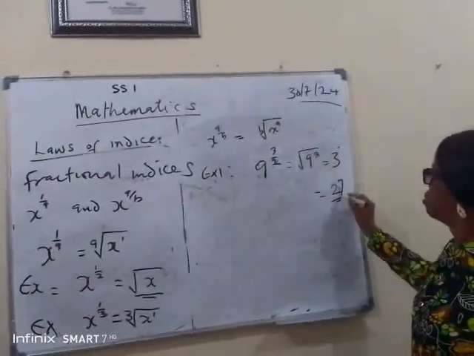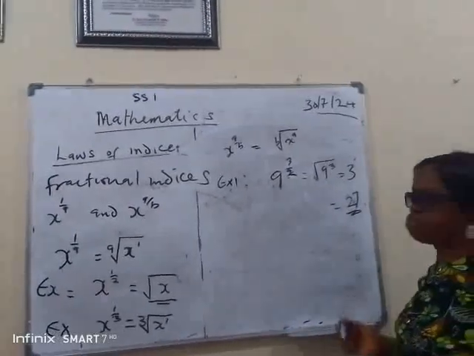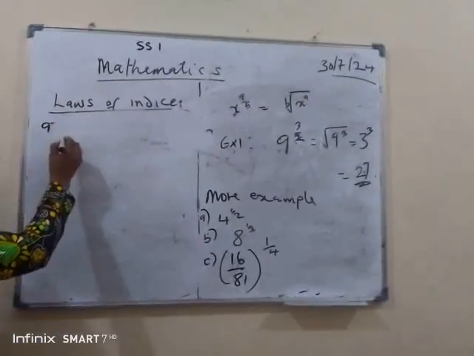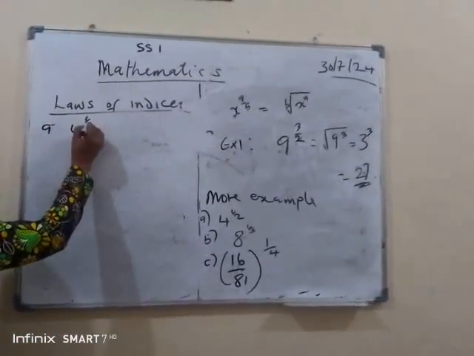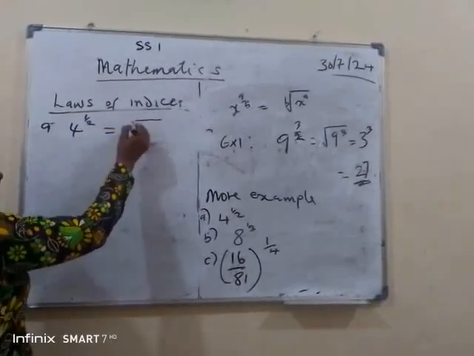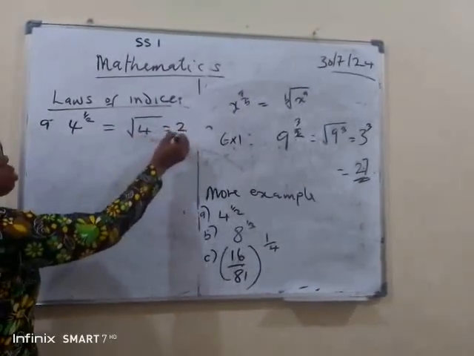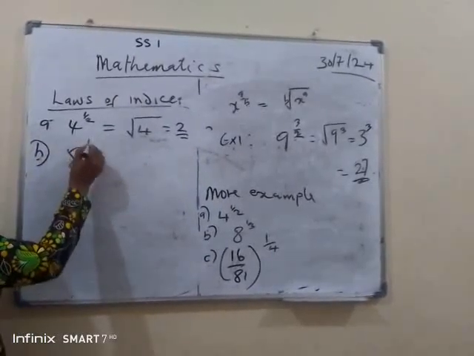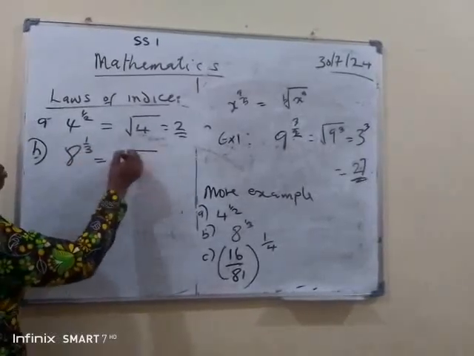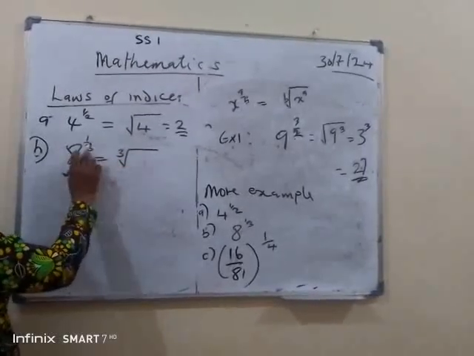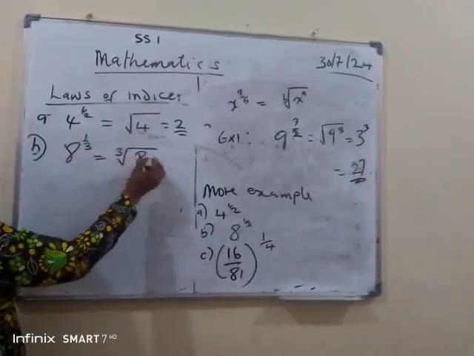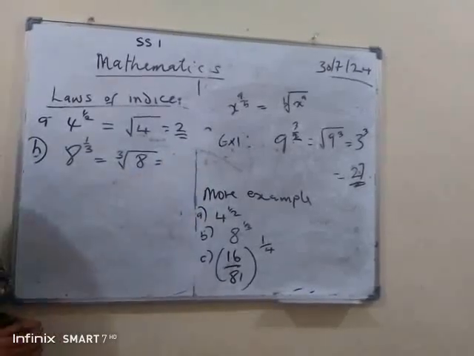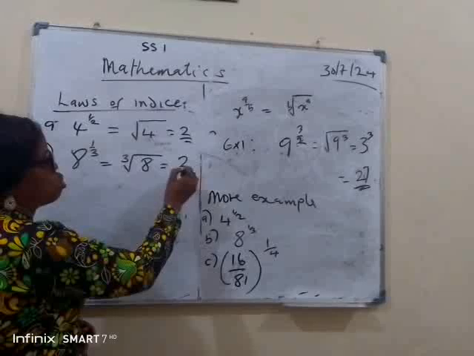Okay. Solving more examples. Let's take example number 8. I have 4 raised to power 1 over 2. That means root 4. And that is 2. That is the answer. B. I have 8 raised to power 1 over 3. That is cube root. Remember how I place it? 3 has to come before the root sign. The cube root of 8 should give you 2. Now, example C.